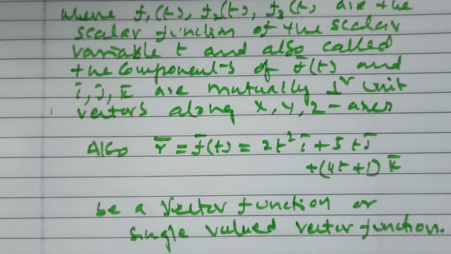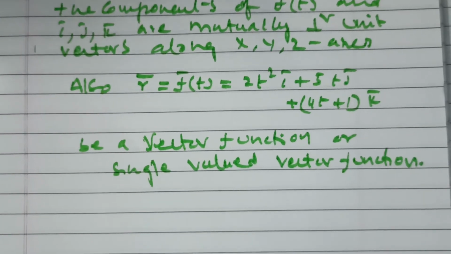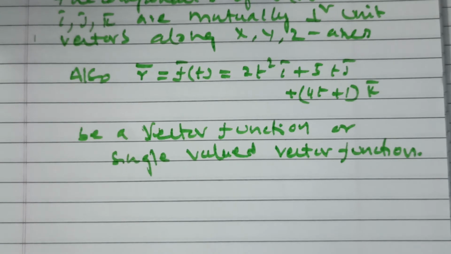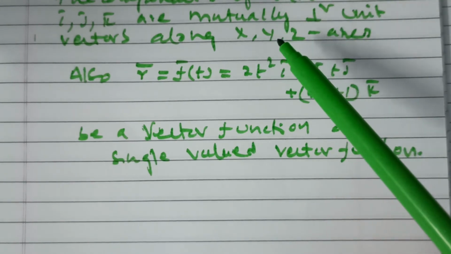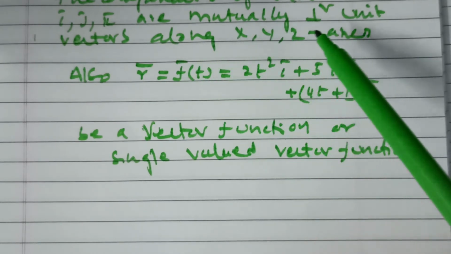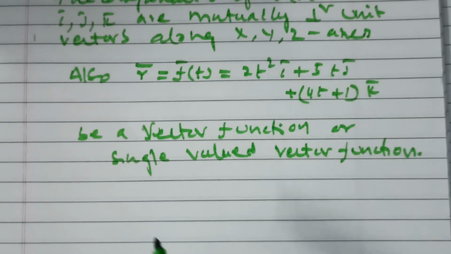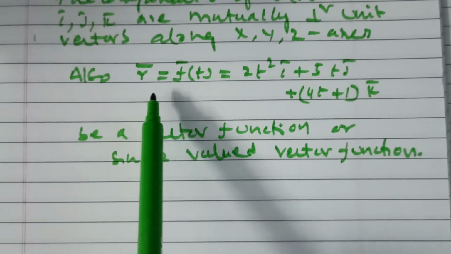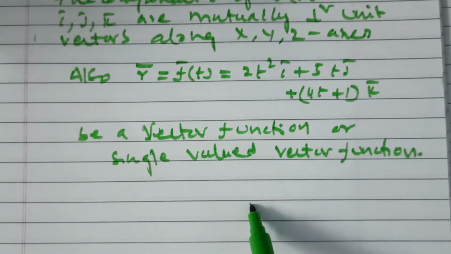So that in f bar of t we have f1 of t i bar plus f2 of t j bar plus f3 of t k bar. There the coefficients of i bar, j bar, k bar, which are f1 of t, f2 of t, f3 of t, are called the components of f bar of t, and i bar, j bar, k bar are the mutually perpendicular unit vectors along the three coordinate axes x, y, z. So as an example, if you take r bar equal to f bar of t like this, it is a single valued vector function.